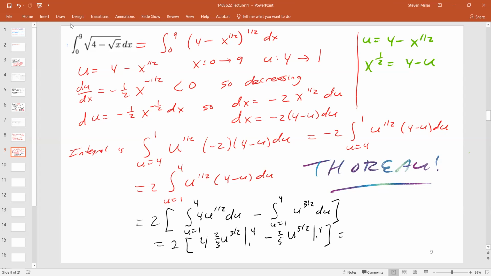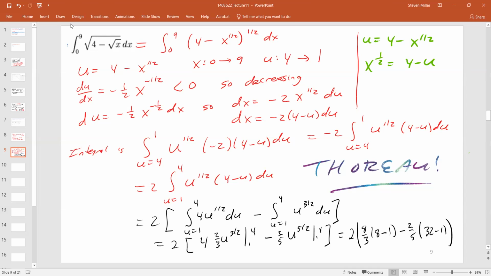And so then we just do some algebra. So it's going to be 2, and then the first one, we're going to have 8/3. When u equals 4, 4 to the 3/2 is going to be 8. So when you take the square root of 4, you get 2, and then when you cube it, you get 8. So the 8/3, 8 minus, and then when we have 1, it's just 1. And it'll be minus 2/5. And then when I put in 4, 4 to the 5/2 is the same as 2 to the 5th, which is 32. So it'll be 32 minus 1. And so that should be the answer. And so that is how we would do the u substitution.